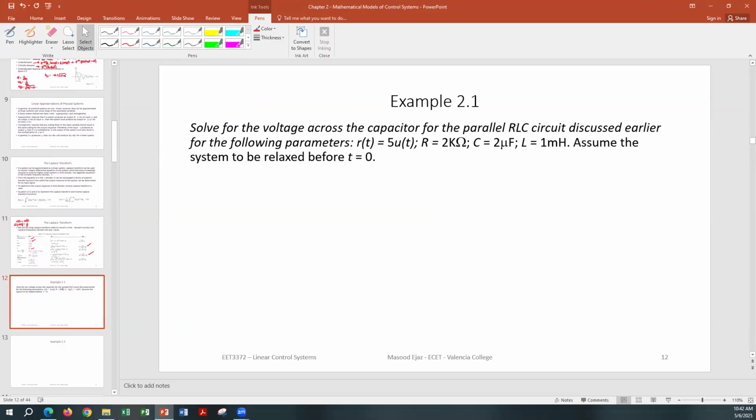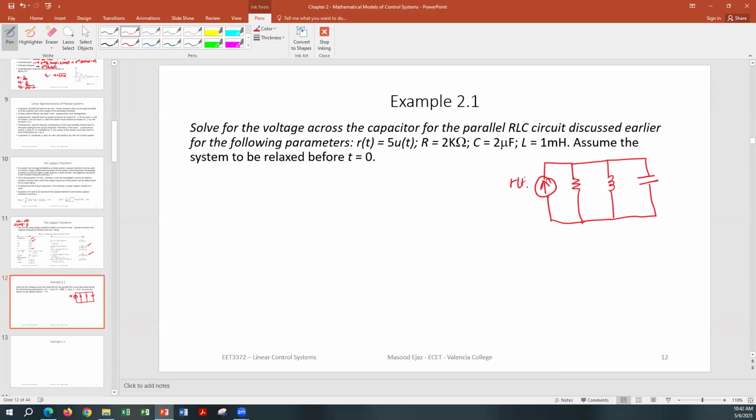All right, let's see what we have. Solve for the voltage across the capacitor for the parallel RLC circuit, as we discussed earlier, using the Laplace transform. So the parallel RLC circuit that we had, let me redraw it again. Of course, we solved this using a differential equation and circuit analysis. We're going to do the same using the Laplace transform and the table.